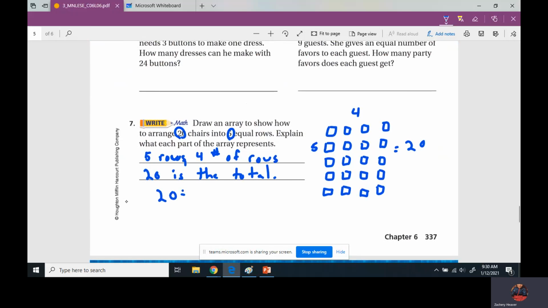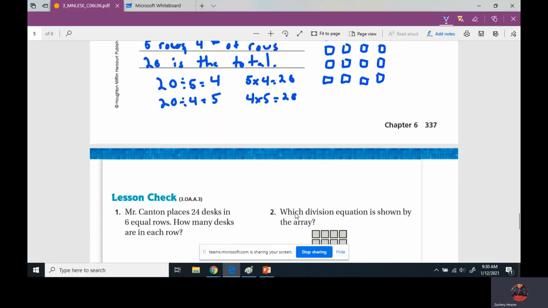So we have 20 divided by 5 equals 4, or you could have 20 divided by 4 equals 5, or you could have 5 times 4 equals 20, or you could have 4 times 5 equals 20. That's a huge fact family. They're all related. So if you need to pause it on that one, go ahead.